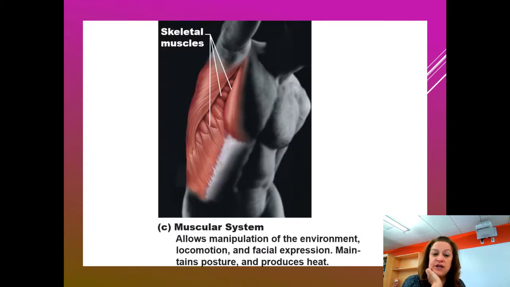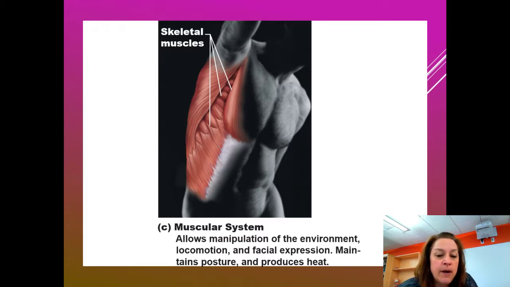Our skeletal muscles, our muscular system. This is just the skeletal muscles that we're showing. We actually have 3 types of muscle tissue in the body. But our skeletal muscles are going to be for us to move, for stability, for posture, also manipulating our environment, our ability to move and turn and bend, gather things towards us, carry things like that.